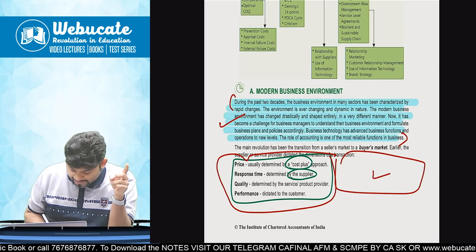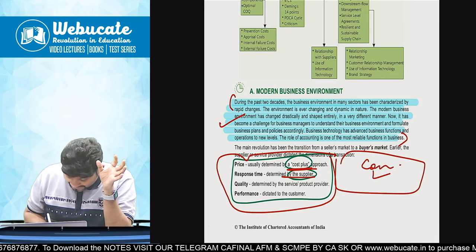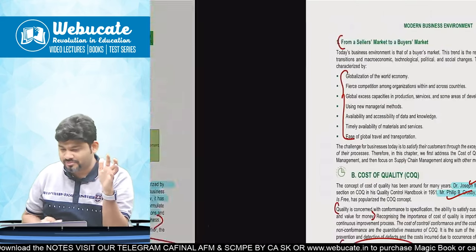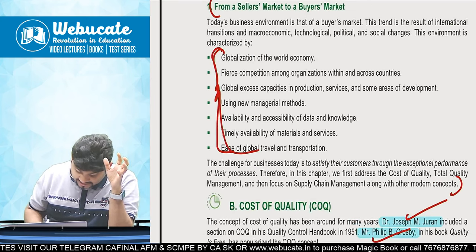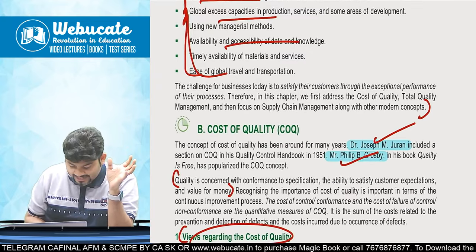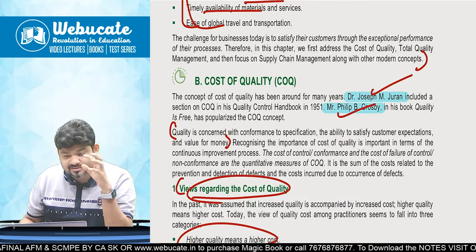They have just told that, okay, cost plus approach. I have told you competitive pricing. They've told you determined by the supply. I have told you JIT. So I'll be one step ahead only from the module. Don't worry. Then from seller's market to buyer's market, the globalization, global access capacities, fierce competition, same language, availability, accessibility of data, timely availability of raw materials, all of that.